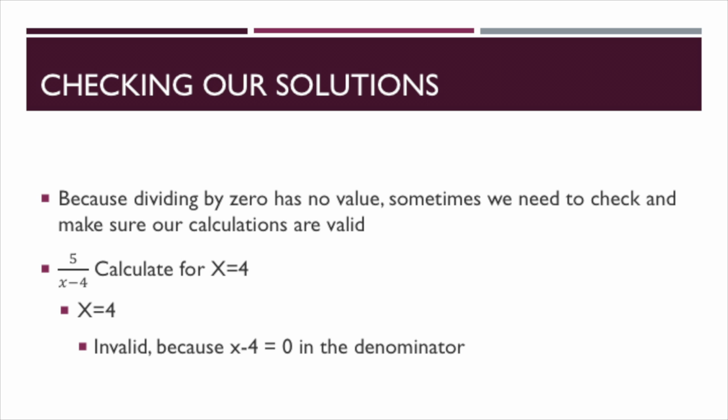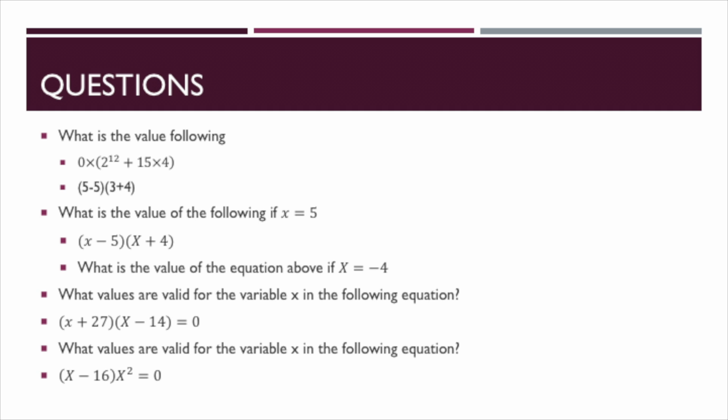So that means we occasionally will want to check our calculations and make sure we're not dividing by 0 somewhere. Take 5 over x minus 4, calculate for x equals 4. Well, 4 minus 4 is 0. We're dividing by 0 in the denominator, and so this is an invalid equation. It's undefined. So let's go through some questions, and you can pause at the end of this slide so you can answer the question.